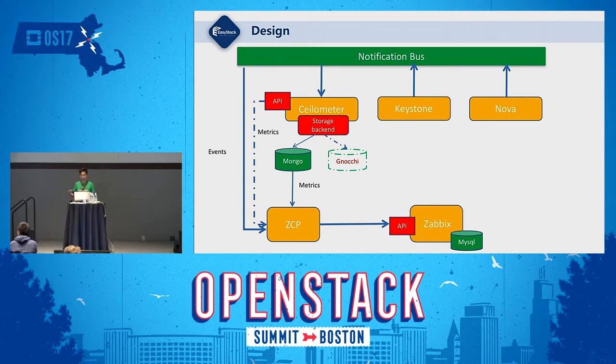So here, ZCP is designed to listen to the RabbitMQ queue to know when we create an instance, or when we create a project, or when we delete them. ZCP is also designed to get metrics from Ceilometer or directly from MongoDB, or maybe Nokia in the future. Then ZCP calls the Zabbix API to publish all this data to Zabbix.